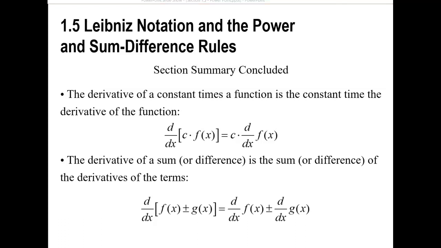We'll start over here. The derivative of a constant times a function is the constant times the derivative of the function. The derivative of a sum or difference means you can differentiate each term, right, through your plus or minus sign. Okay, so that's just kind of a summary of all the rules, and then the examples that we did to apply them within this section. And that is the end of section 1.5.